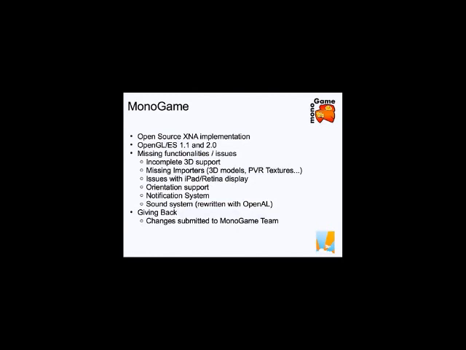Also, we had to code the importers. One big chunk is that there was no 3D model importer, and this was aided by Microsoft, who released the source code to their binary format processor. So we used that as a model to load the 3D objects in the simulator. We also added support for PVR textures, which are compressed textures that work on iOS. We also had issues with the iPad Retina display because some of the resolutions were not supported. We had some issues with the orientation support, especially related to the touch panel. The notification system also was not fully implemented, and we had to rewrite the sound system to use OpenAL instead of the standard iOS SDK sound system.